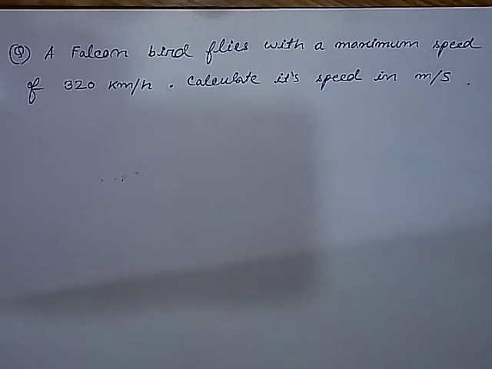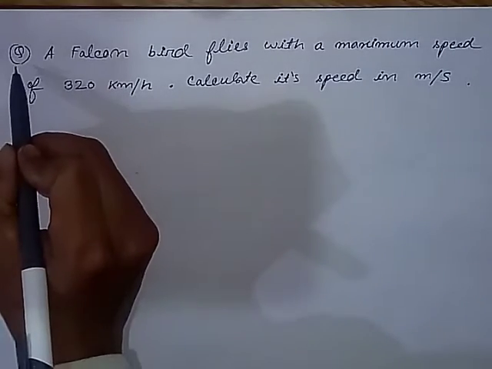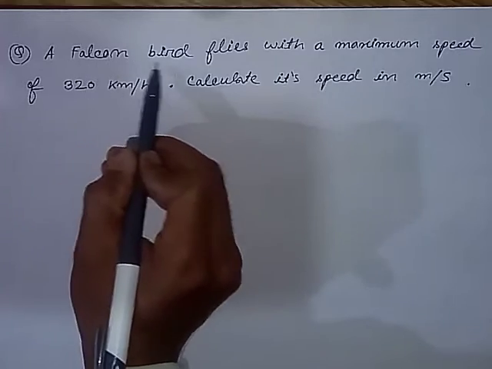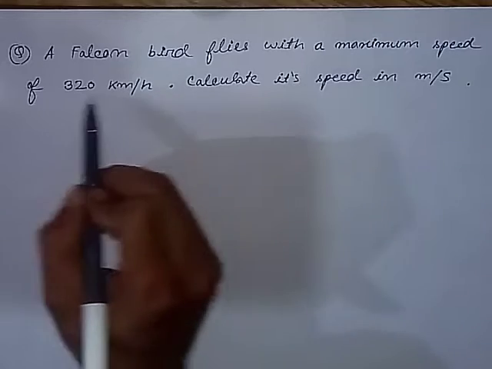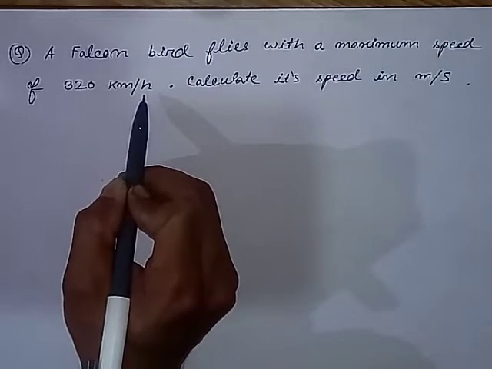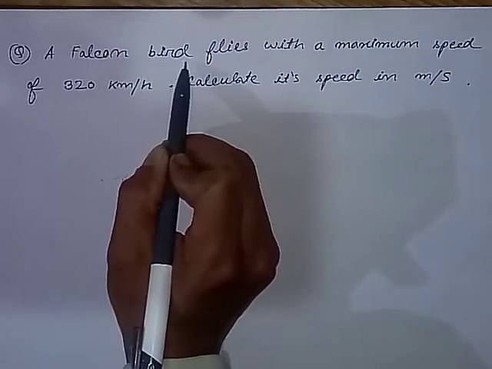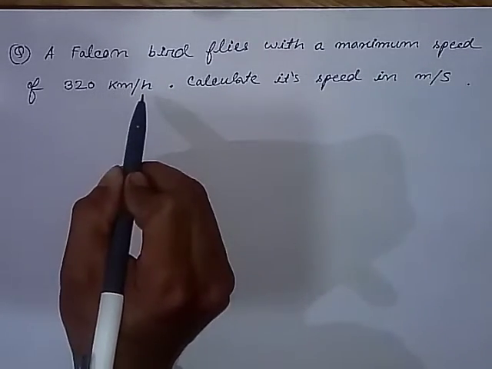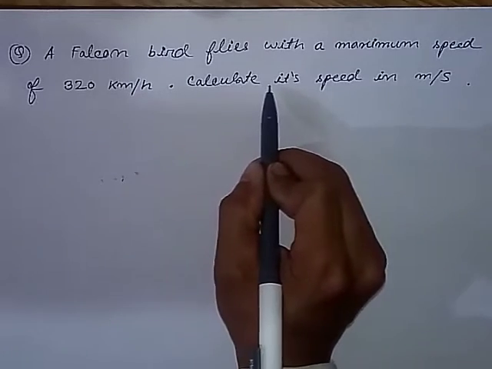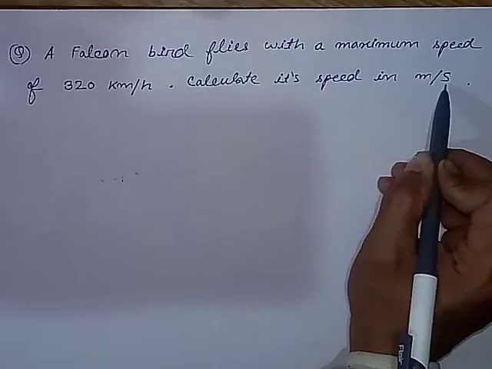Hello students. So today this is chapter 13, motion and time, part 2. So let's solve a problem. The question says that a falcon bird flies with a maximum speed of 320 km per hour. So a falcon bird is there whose maximum speed is 320 km per hour. Now calculate its speed in meter per second.